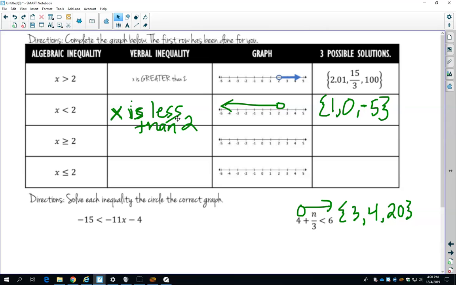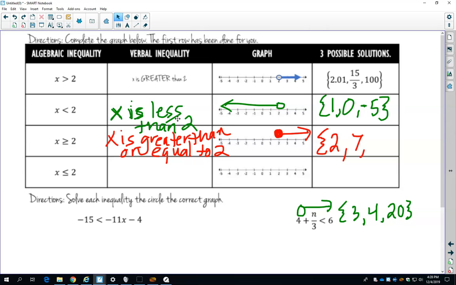All right, next one. This is going to be x is greater than or equal to 2. So this time it's going to be a closed circle, and it's going to include values to the right of 2. So we are going to include 2 this time, and 7 and 100. These are all possible solutions. Anything that's greater or equal to 2.